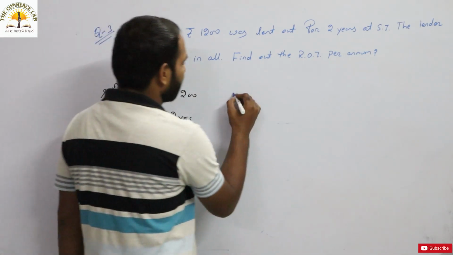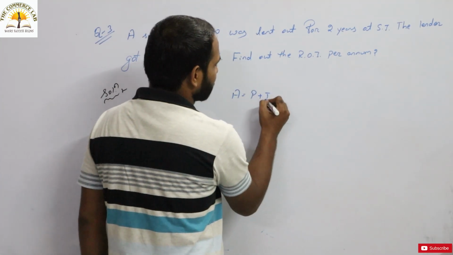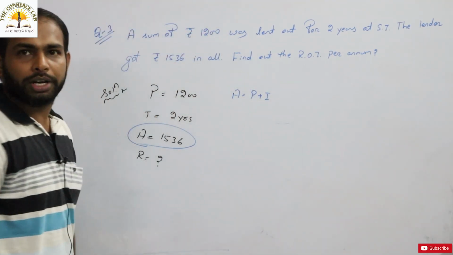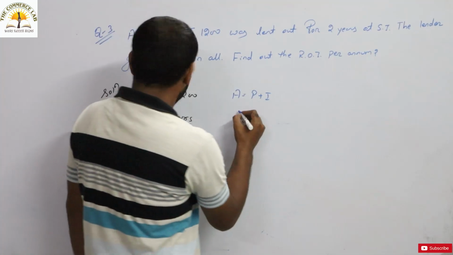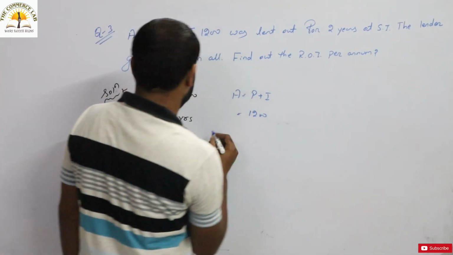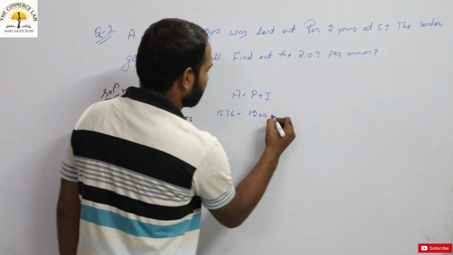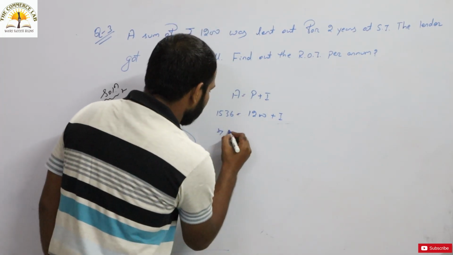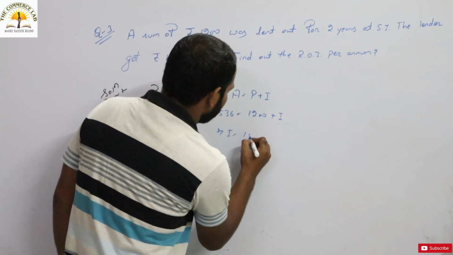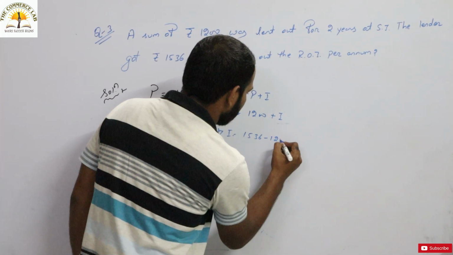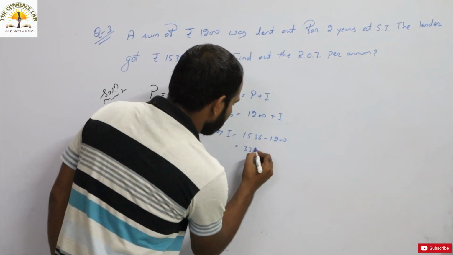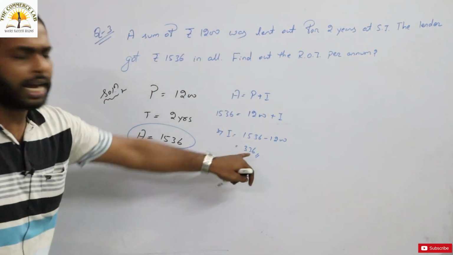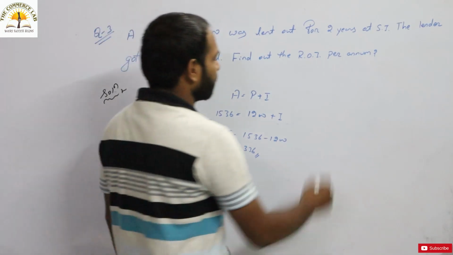But we know amount equal to P plus I. So P equal to 1,200, A equal to 1,536 plus I. This implies I equal to 1,536 minus 1,200, which is equal to 336. So this is I.